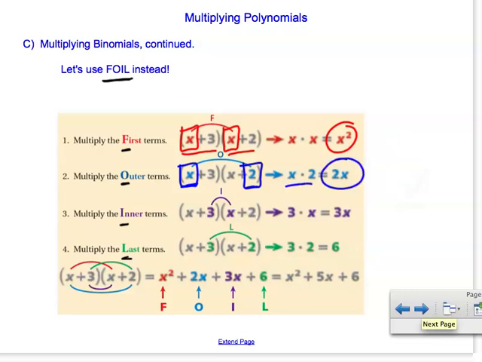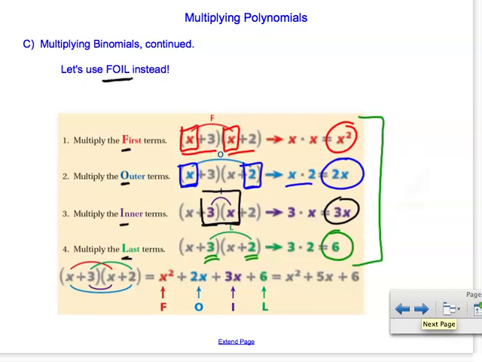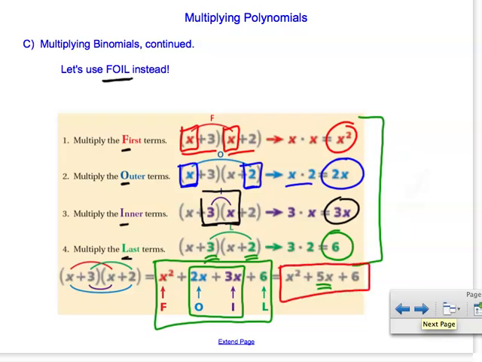Then I would do the inner pieces. The inner pieces are the 3 times x, 3x. And then L stands for last. The last parts of each binomial, 3 times 2 makes 6. So now these 4 parts make up my final answer, as you can see here. Although I'm not yet done because what you're always going to see is your inner and outers are like terms. The 3x and the 2x can combine to make 5x. And therefore, this here is my final answer to this problem.